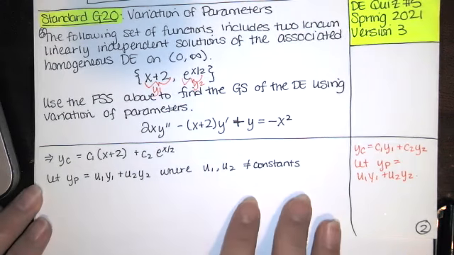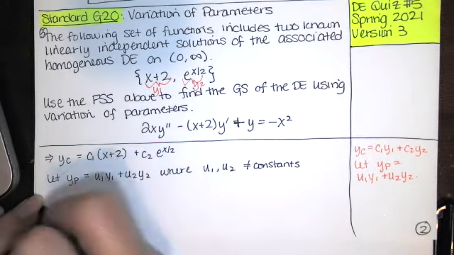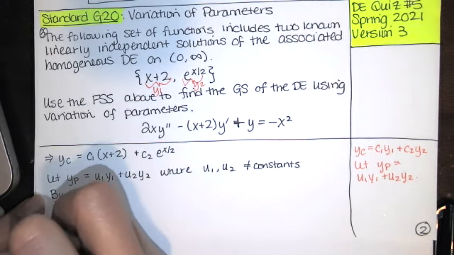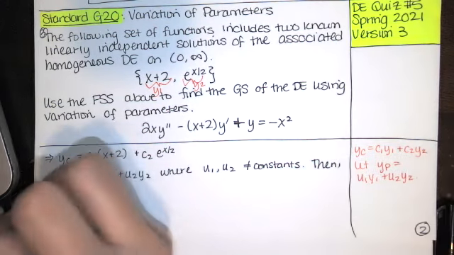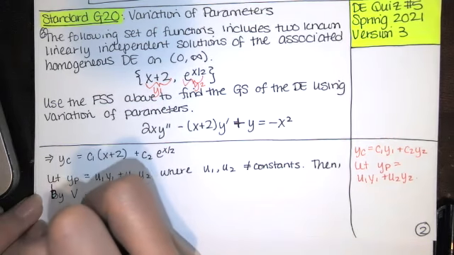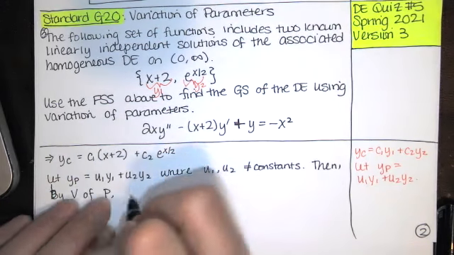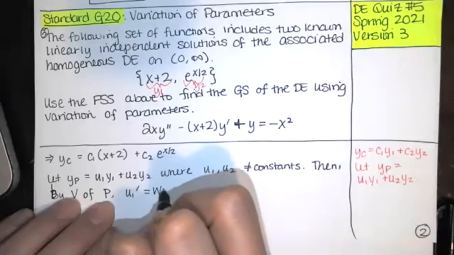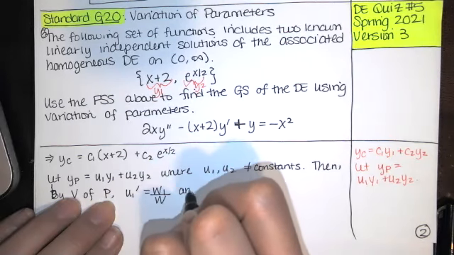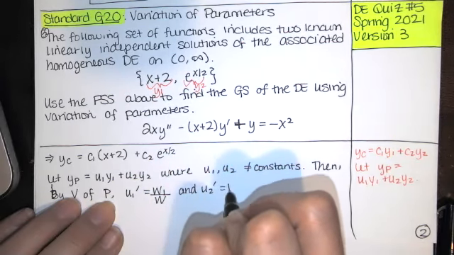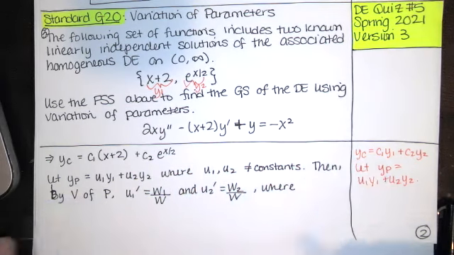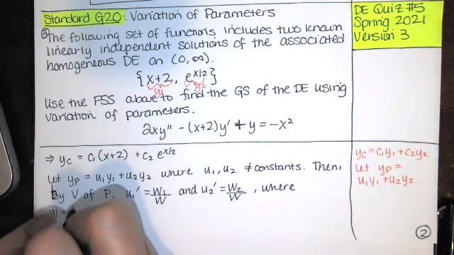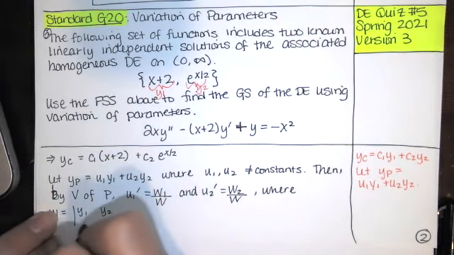So we're letting y sub p equal this. If we do that, then by variation of parameters, which I'll just abbreviate VP, u1 prime turned out to be w1 over w, and u2 prime was w2 over w, where the w's are related to the Wronskian. So the first w is the Wronskian of y1 and y2.